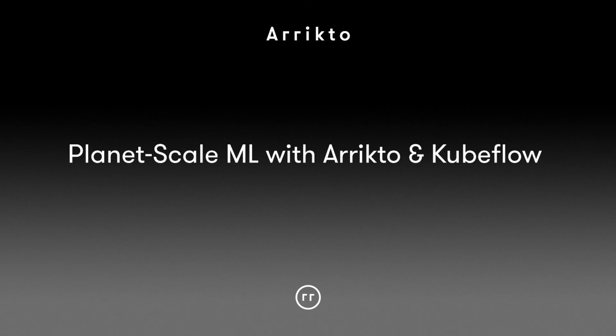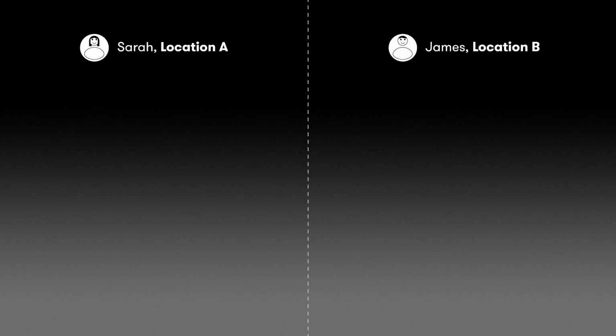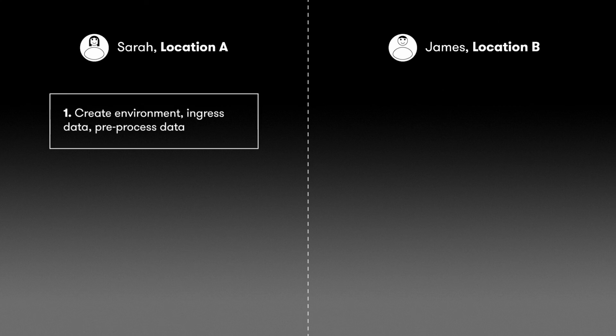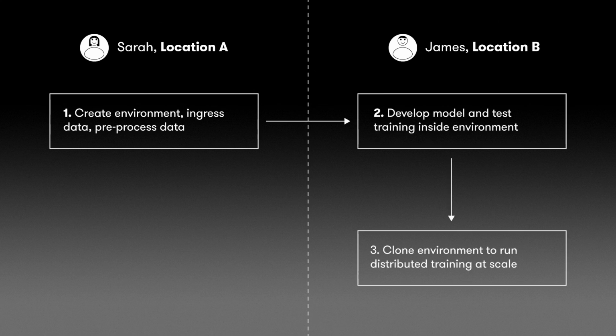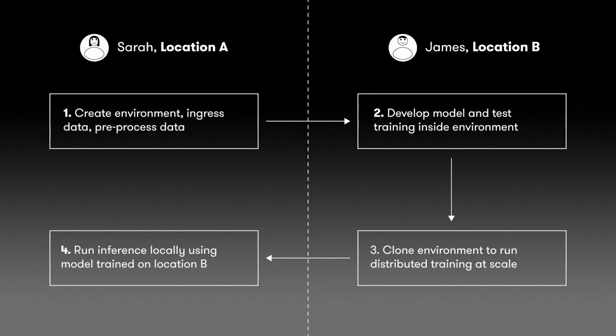In this video, we are going to present a multi-cloud machine learning workflow for collaboration between data scientists. This is Sarah on an AWS region, and her colleague James on a different AWS region. Sarah will download and pre-process a dataset using a Jupyter notebook. James will train the model using Sarah's pre-processed dataset. Finally, Sarah can use the trained model for inference.